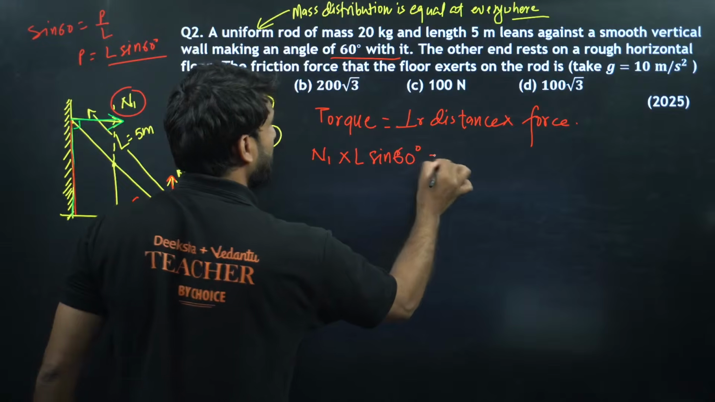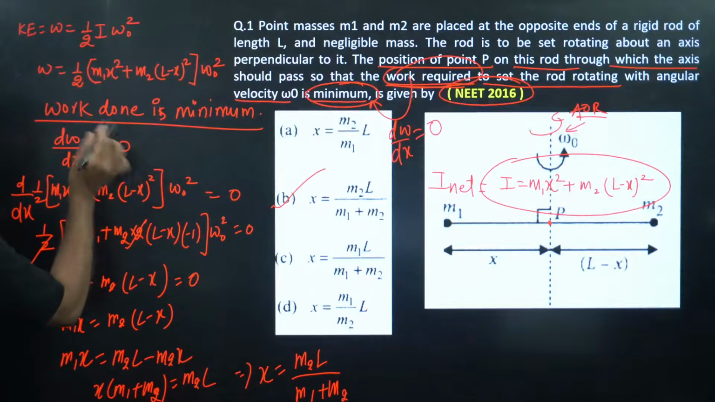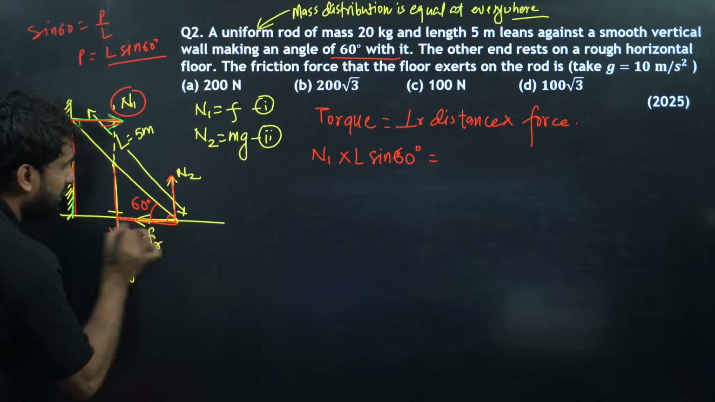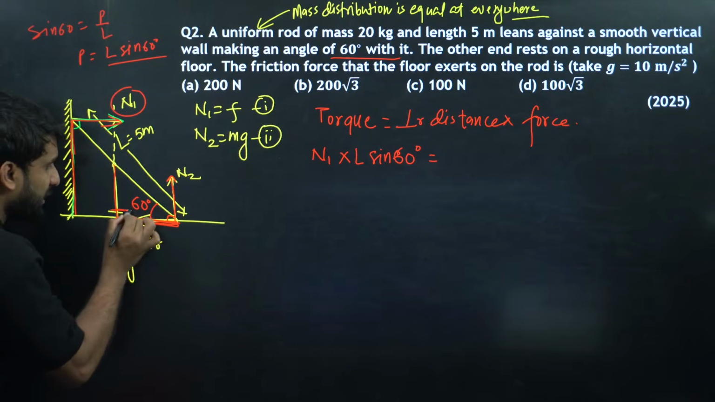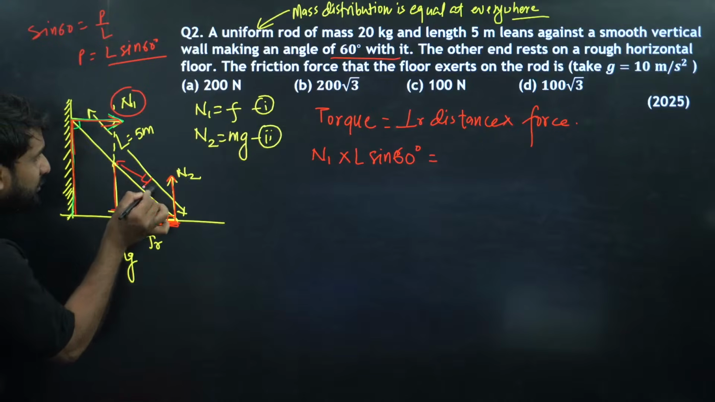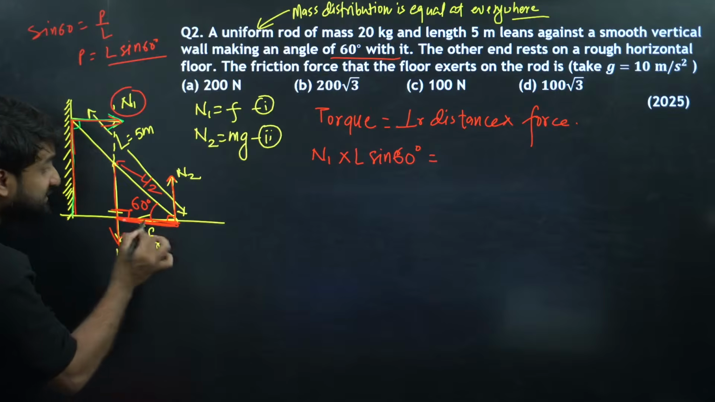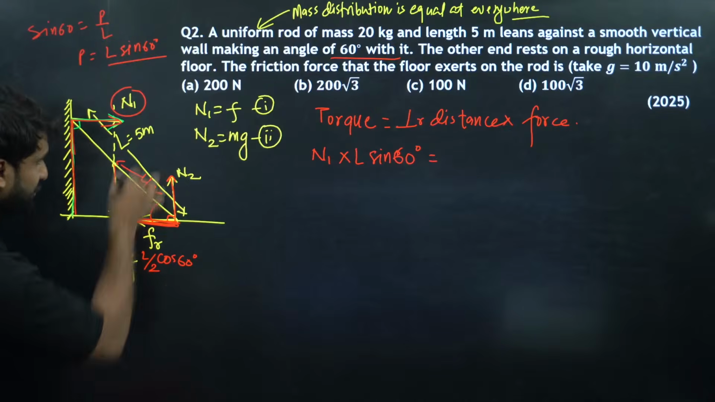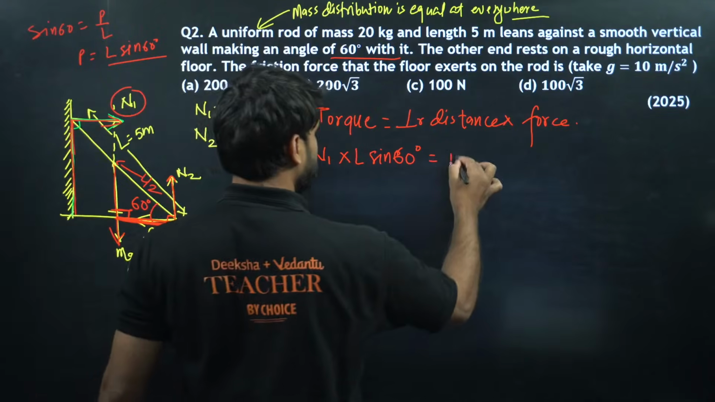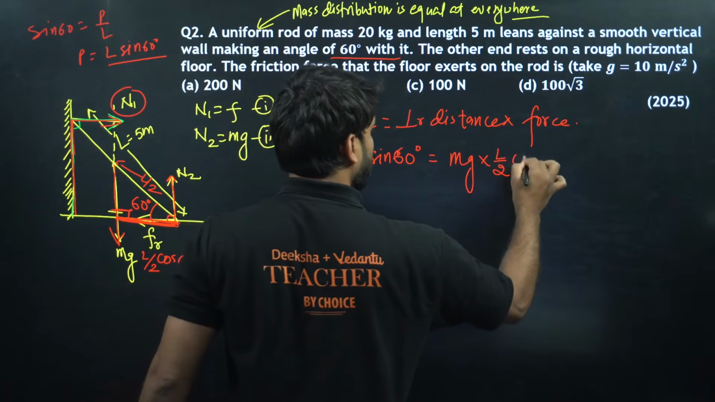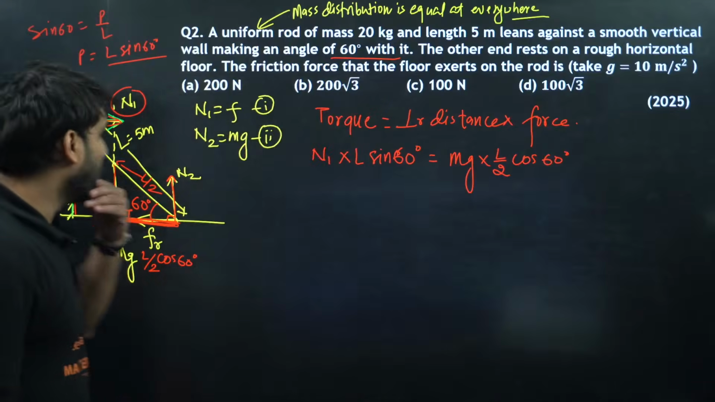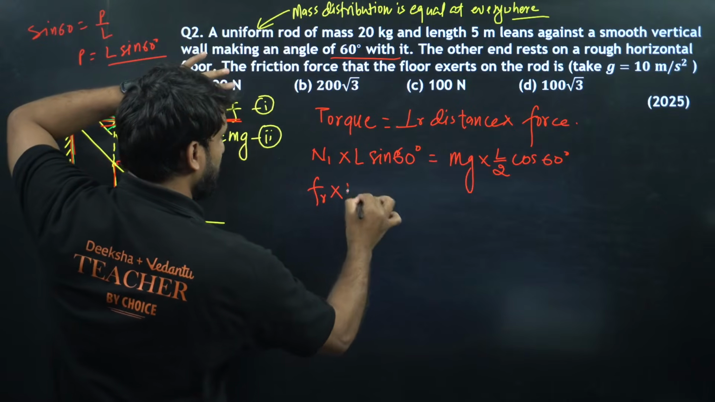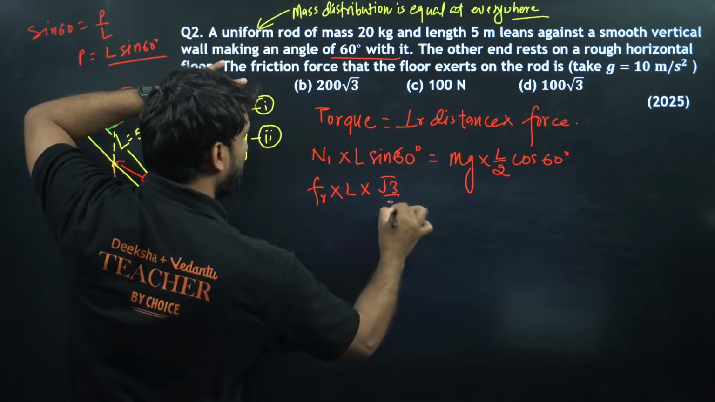Now come to mg, the torque acting due to this. For weight, the perpendicular distance will be this. So can you see here, this is L by 2. We require not perpendicular, we require base. So base will be equal to L by 2 cos 60. So we can write mg into L by 2 cos 60. Now this N1 is equal to friction, so we can replace this as friction into L sine 60 is equal to root 3 by 2 mg.